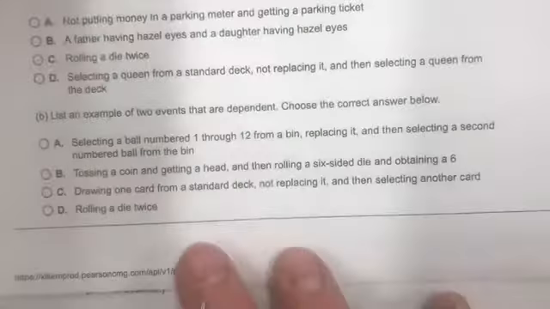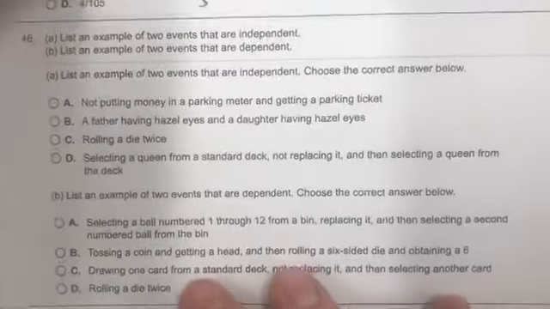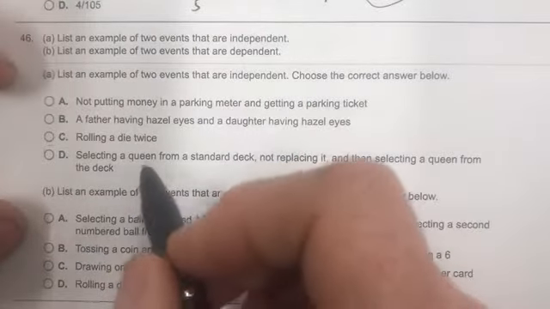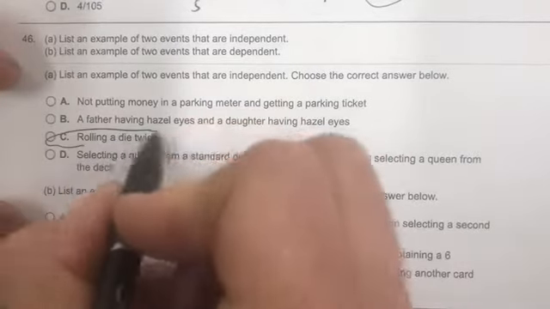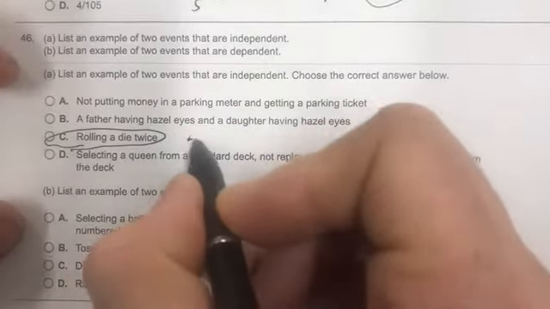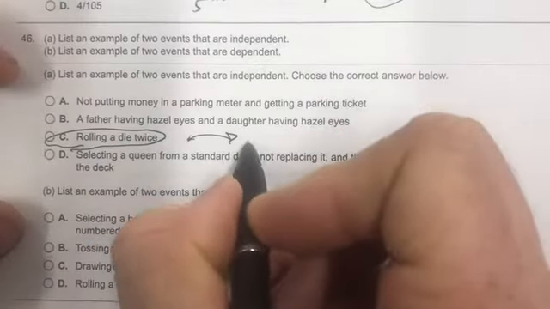All right, 46. Okay. List an example of 2 events that are independent. All right, here's some events here. Which one of these are independent? I think it's right here, rolling a die twice. When I roll it the first time, it's not going to affect what I get the second time.